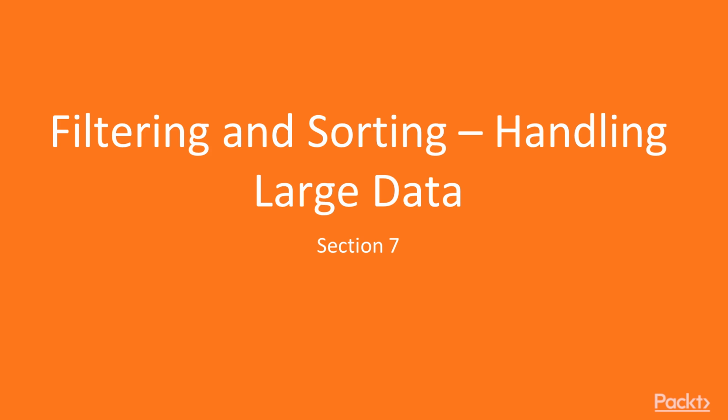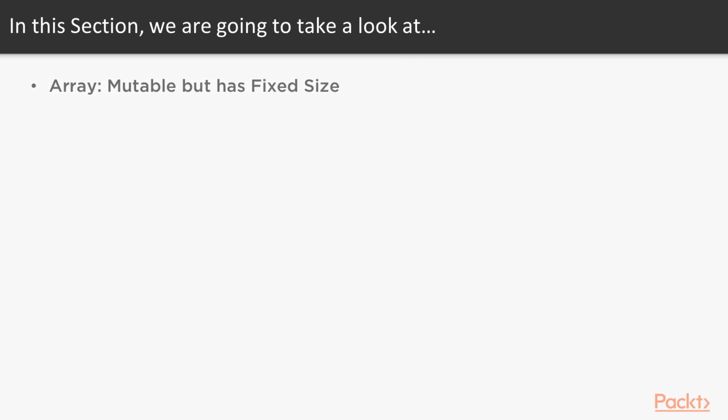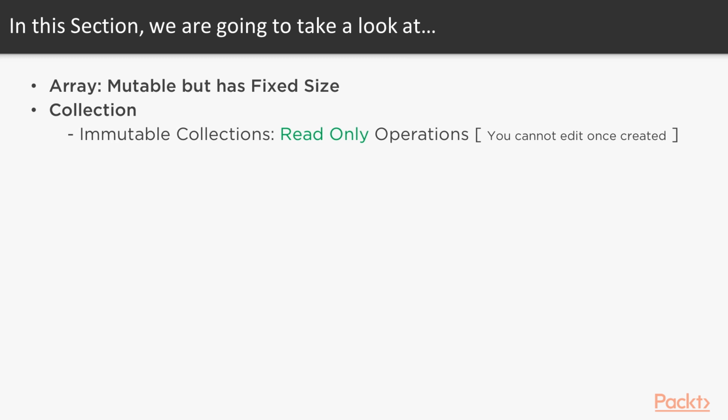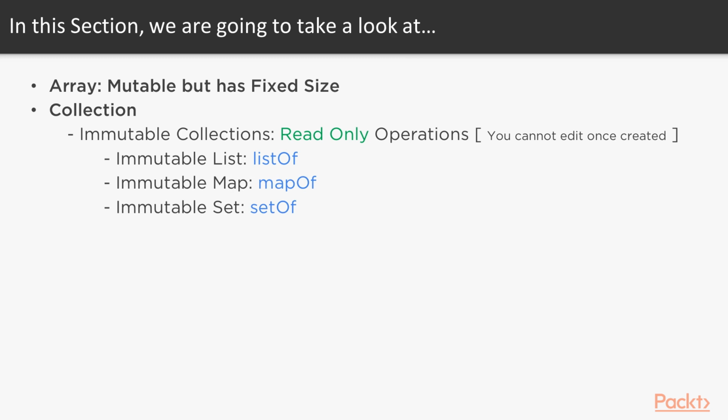Hi, and welcome to the next section of this course, Filtering and Sorting, Handling Large Data. In this section, we are going to have a look at, first, what are arrays? And after we explore the array, we will start checking out the collections in detail. A collection can be broadly categorized into immutable as well as mutable collection. So under the topic of immutable collection, we will first explore the immutable list, immutable map, and also immutable set.